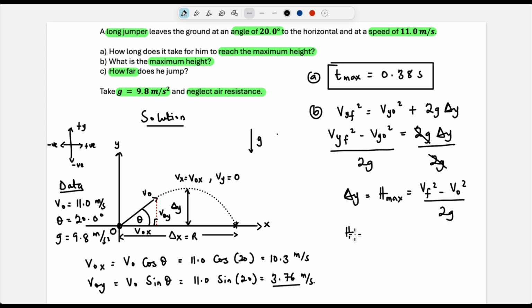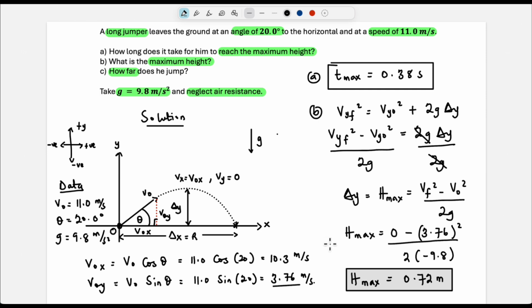H max is going to be, so v at the maximum height is 0, so again we have 0 minus the initial vertical speed, which is v0y. We already calculated that, so that is 3.76 squared divided by 2 times g, which is minus 9.8 meters per second squared. So evaluating this is going to give us the maximum height of 0.72 meters. We just calculated the maximum height to be 0.72 meters.